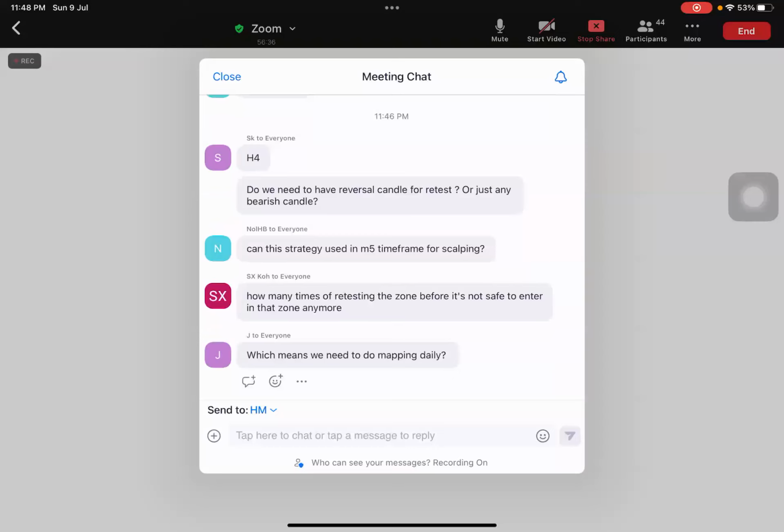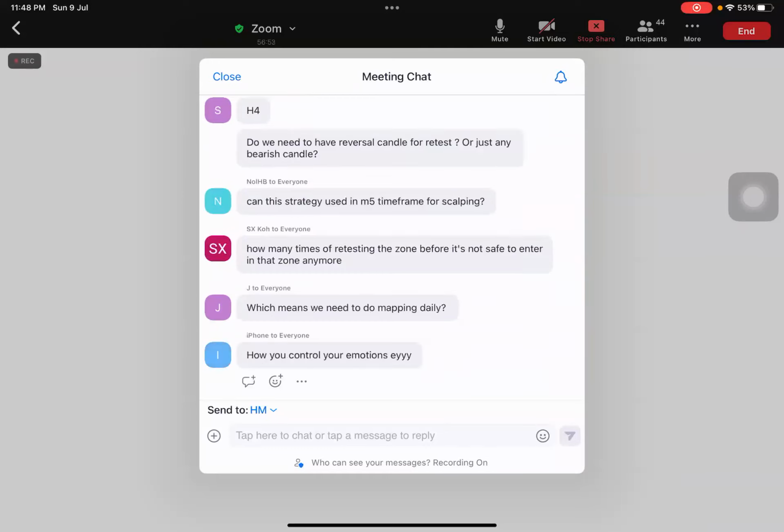How many times can you retest a zone before it's not safe to enter in the zone anymore? I would say it's better for it to be an instant retest, not after retesting for the second time. The second time is higher risk already. Which means we need to do mapping on the weekly, then daily, because I prefer intraday setups.